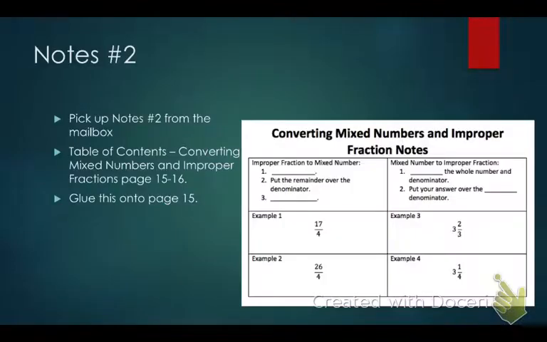Anyway, here we go. You're going to go to the mailbox and pick up notes 2, and bring it back to your seat. You're going to write in your table of contents, converting mixed numbers and improper fractions, pages 15 and 16, and you're going to glue this sideways onto page 15. So pause the video, go get your stuff, and come back soon.